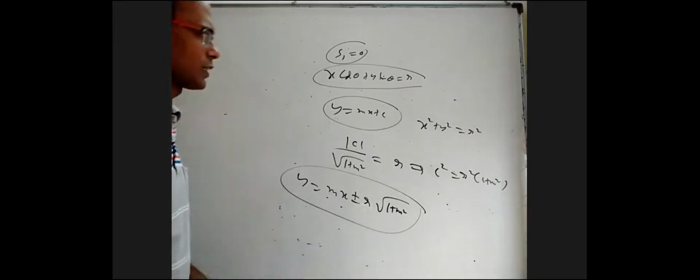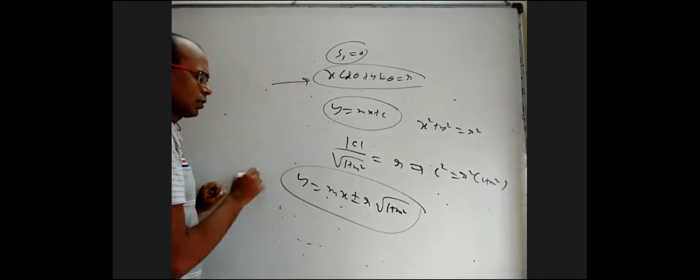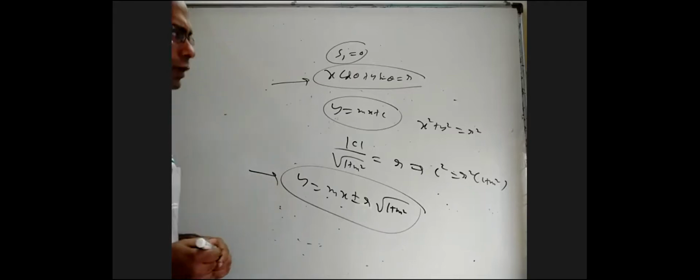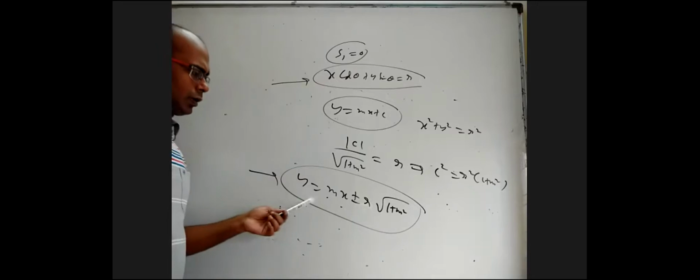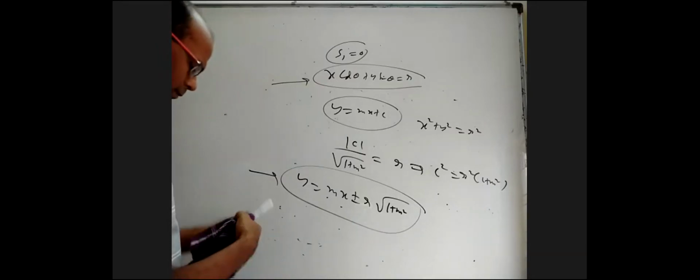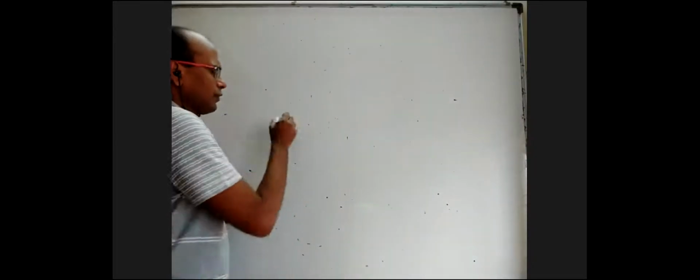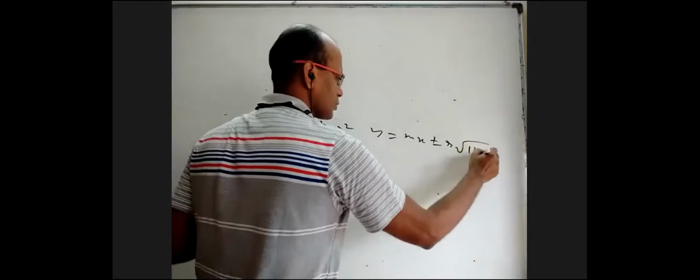So when you want a general tangent, you can use this or you can use this, depending on the requirement. And if you know the point, we are going to use this. Using the general tangent, there will be a lot of questions. For x square plus y square equal to r square, the general tangent is y equal to mx plus or minus r root 1 plus m square.